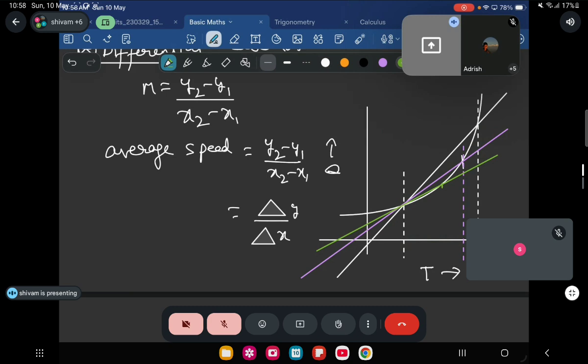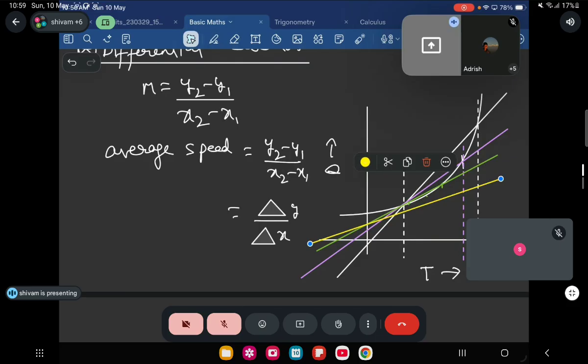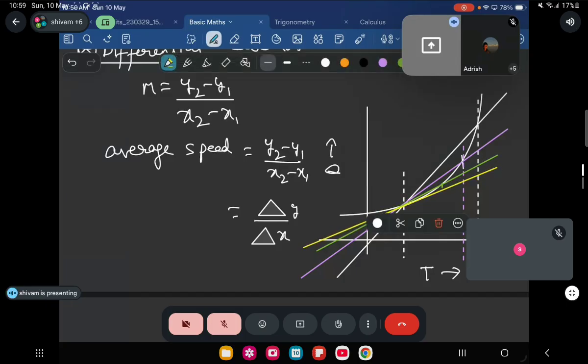Let us bring the final point very close. If the final point is somewhere over here, very close, the line will tend to become a tangent. If the final point is very close, the line will tend to become a tangent. Yes or no? It's very close, means the interval is very small, the smallest possible interval you can think of.